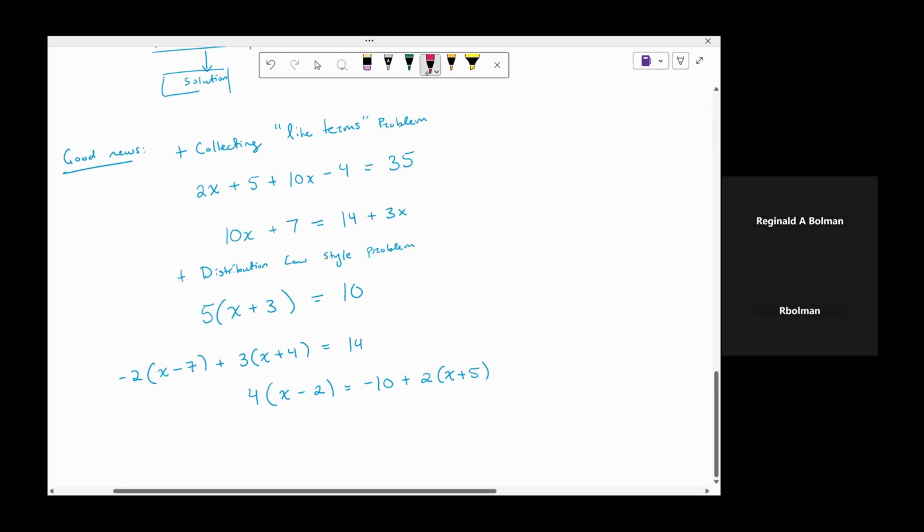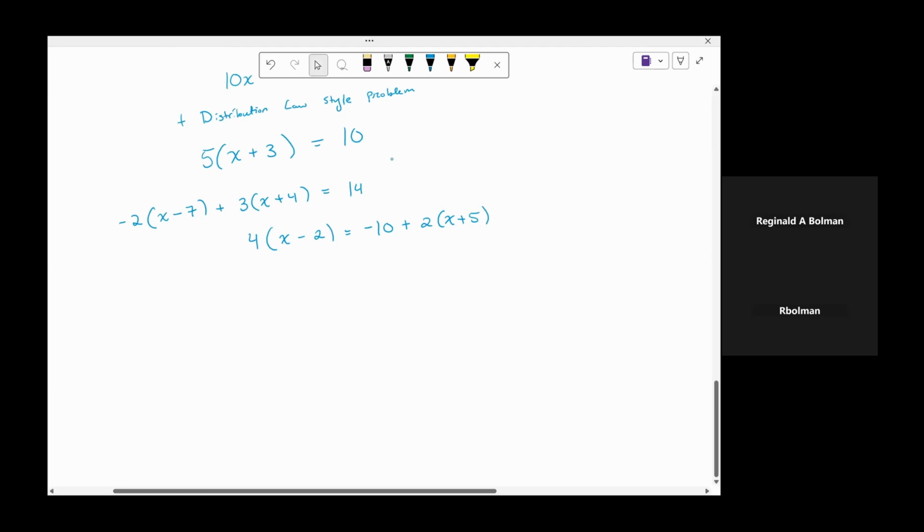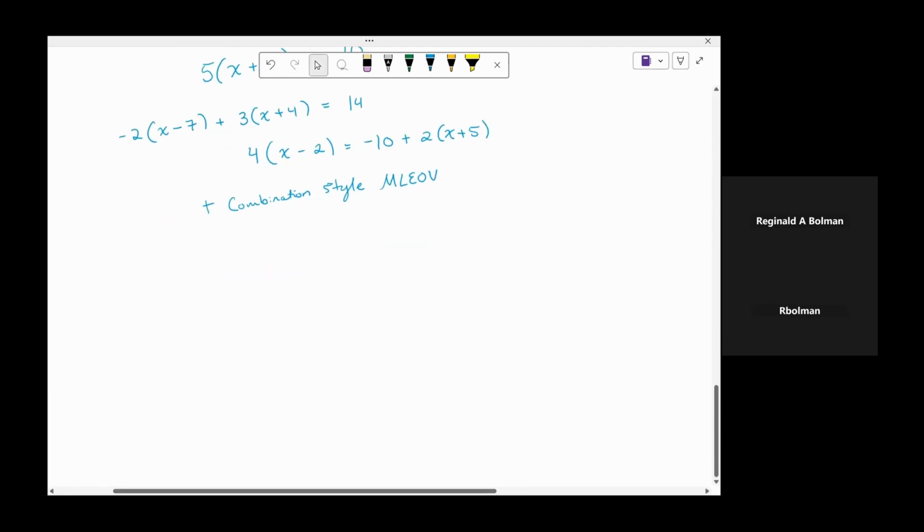Okay, so the final category, rather, of a multi-step LEOV is what we call a combination style multi-step LEOV. And what this looks like is it's going to be something that's, at least on the surface, pretty nasty. You might have something like 7 times the quantity p plus 2 over 2 plus or minus, maybe -4 times p minus 6 all over 3 is equal to 10.